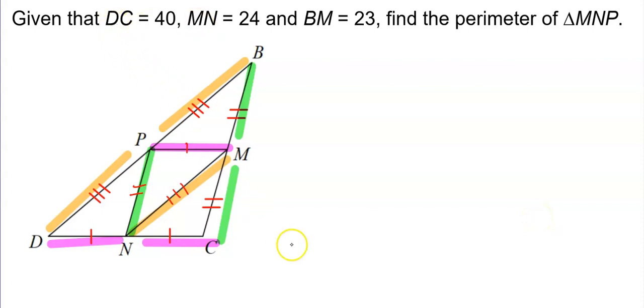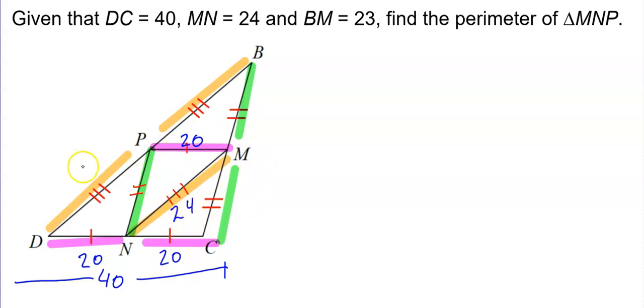When we take a look at what we're told, DC equals 40. So this whole side is 40. That means each purple is 20. Each magenta is 20. MN is 24, so every orange is 24. BM is 23, so each green is 23.